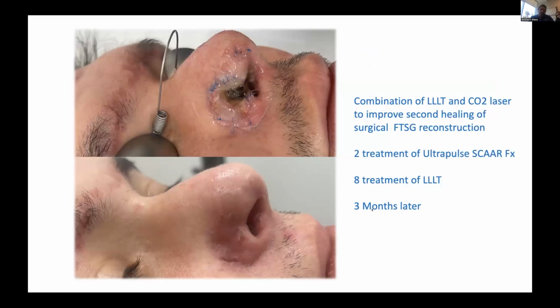This case was a trauma, where we put cartilage, and we tried to rotate a flap, and when the skin started to die, we stimulated with CO2 laser, and after 2 treatments of UltraPulse plus the lights, after 3 months, we have the skin more recovered.